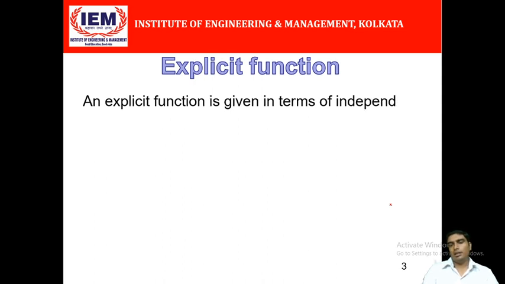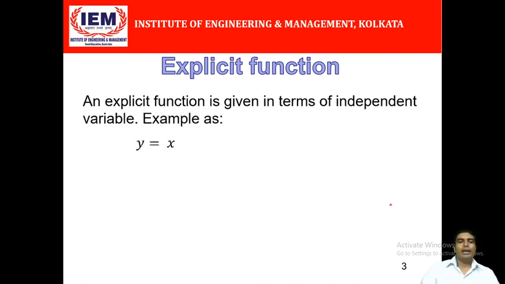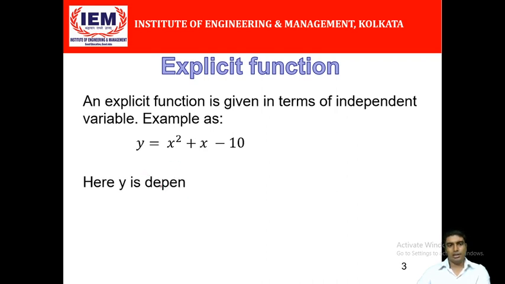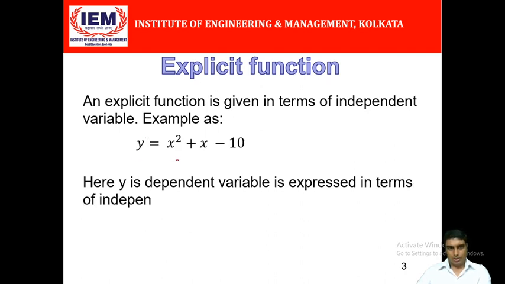So the independent variable you can take as x, and the dependent variable y. Take this example: let's say y equal to x square plus x minus 10. Here x is the independent variable, y is the dependent variable, and we are expressing this dependent variable in terms of this independent variable, right? So basically the left hand side has the dependent, and the right hand side has the independent. So clearly you can express the dependent in terms of the independent variable.